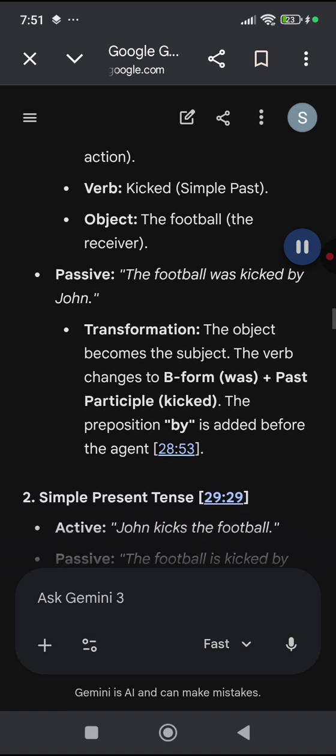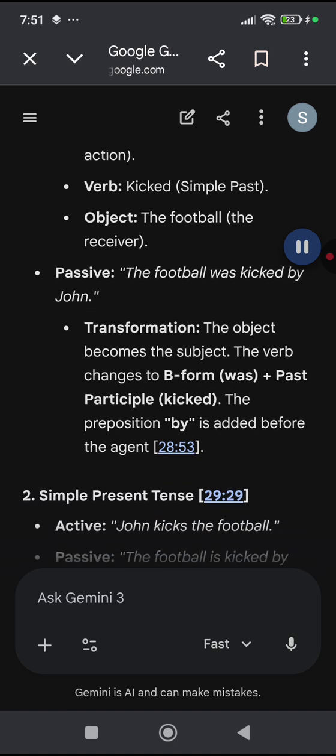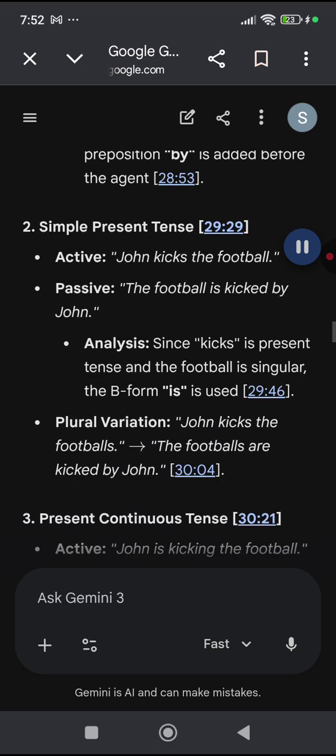Transformation: the object becomes the subject. The verb changes to be form, was, plus past participle, kicked. The preposition by is added before the agent.